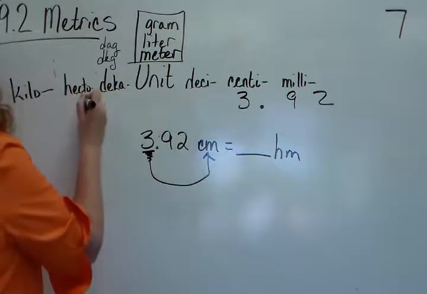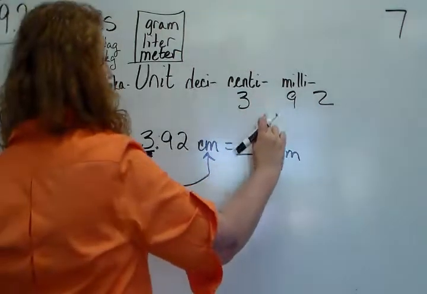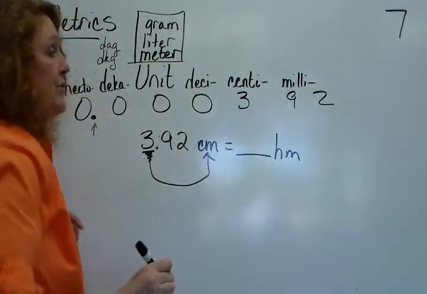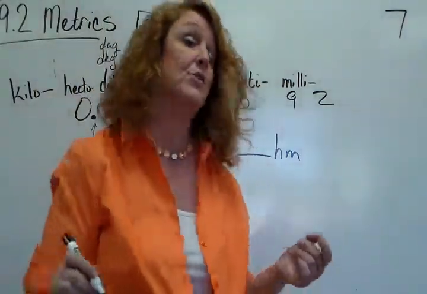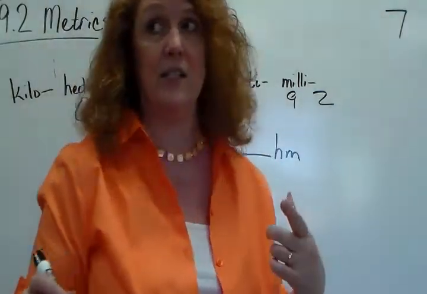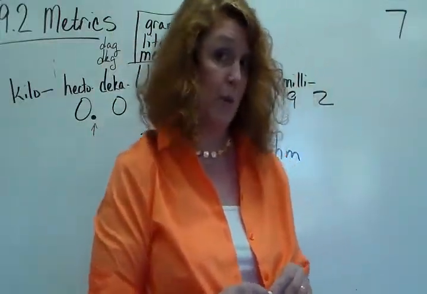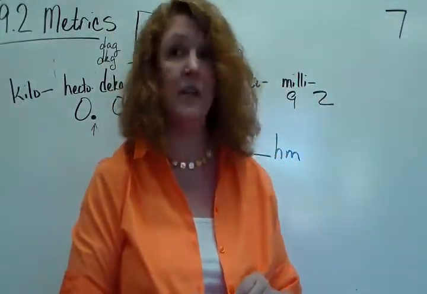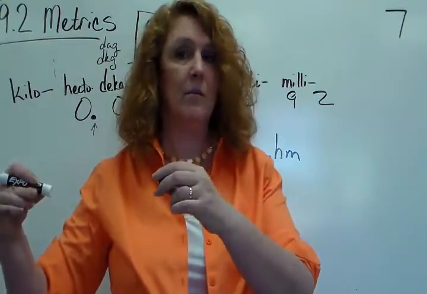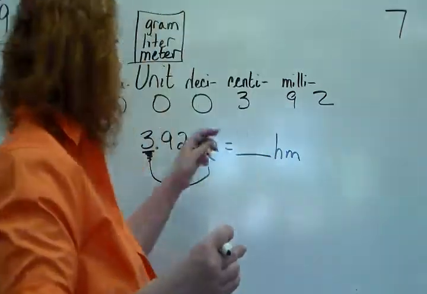So again, this is going to be 0 point, and this is where my new point is, which means this point goes away. And I am going to fill in zeros for all of those. So my answer is 0.000392 hectometers. I don't know. Your book doesn't teach you this way. Your book teaches it the way we teach Americans measurement, which is silly because this is so much easier.